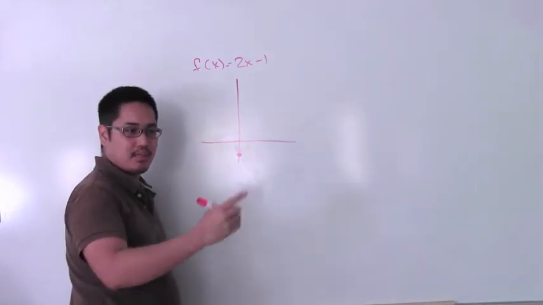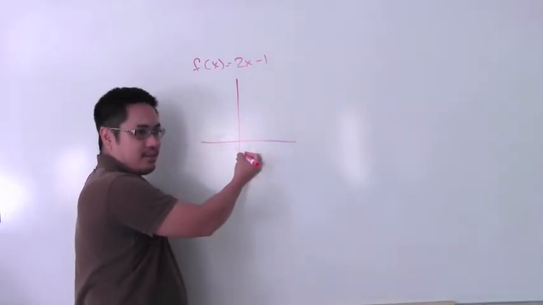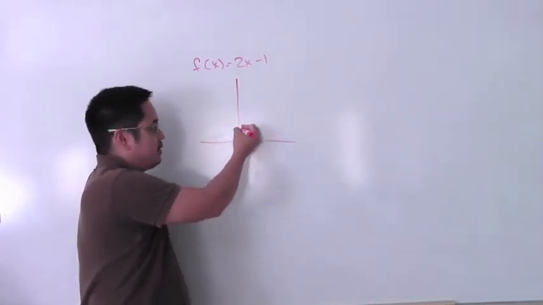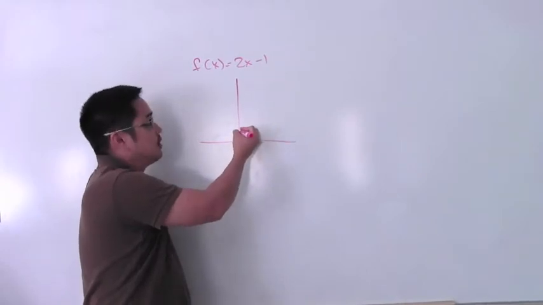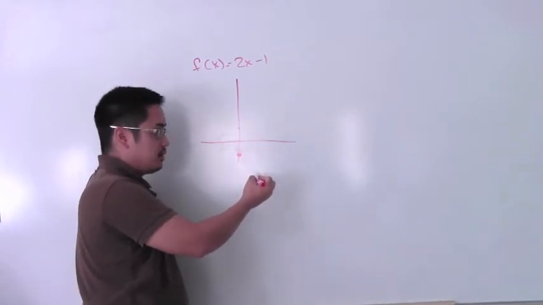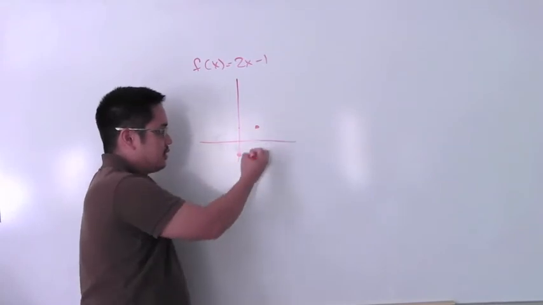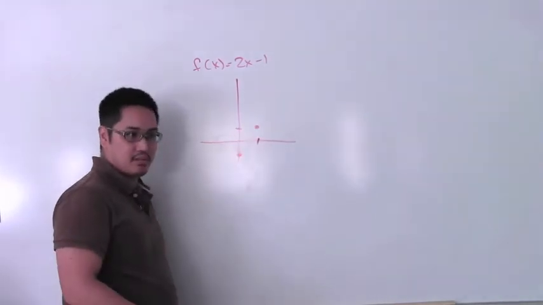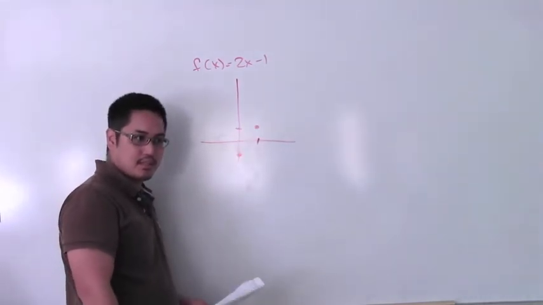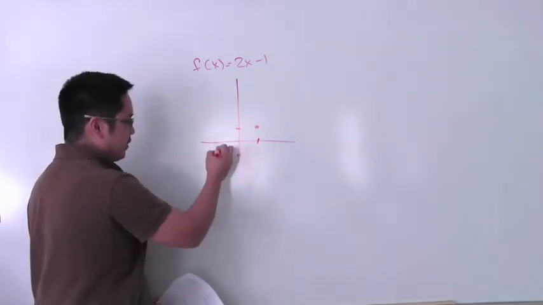Cool? What's the next point? How do I get to the next point? Up 2, and then over 1. Yeah, perfect. So it'd be 1, comma 1. That's your next point. Does that make sense? All right, let's try another point.